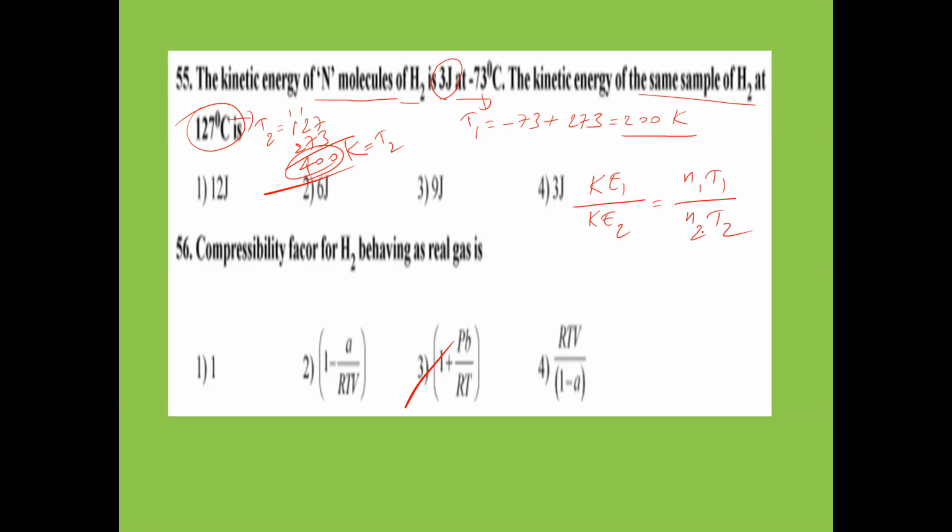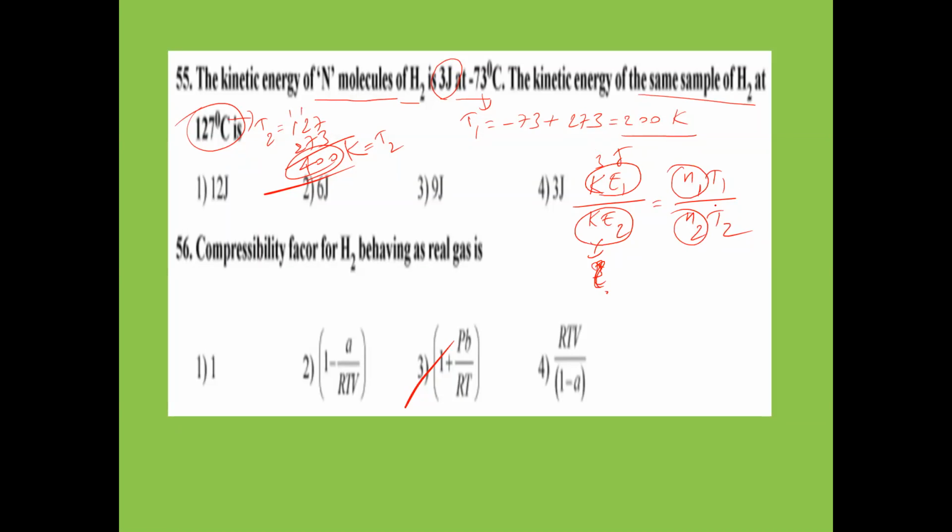Okay, so N1T1 by N2T2. Do this calculation part. So the ratio: KE1, how much here? 3 joules. KE2 we have to get. Anyhow, the same sample means the same number of moles.